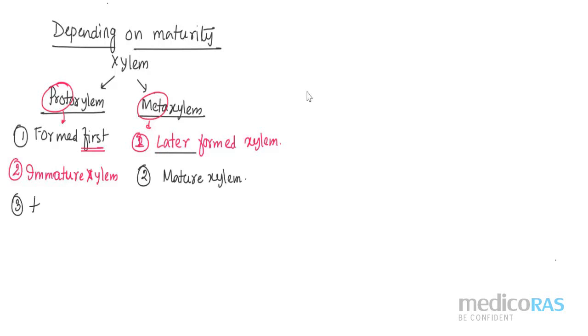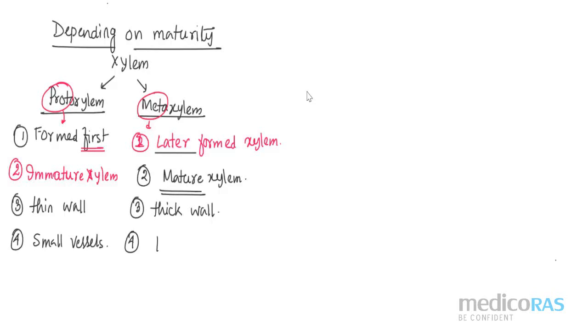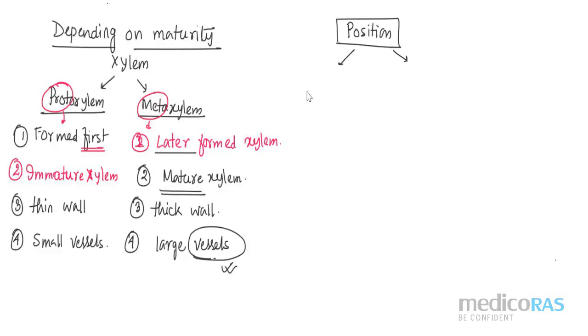The protoxylem, as it is first developed, has a thin wall, whereas metaxylem, as it develops later, has a thick wall as many depositions happen. So thin wall cells always have small vessels as they are newly developed or premature, and metaxylem is mature enough, so it has large vessels as well. Again, depending on position, xylem can be categorized into two different types. One is known as endarch and the other is known as exarch.